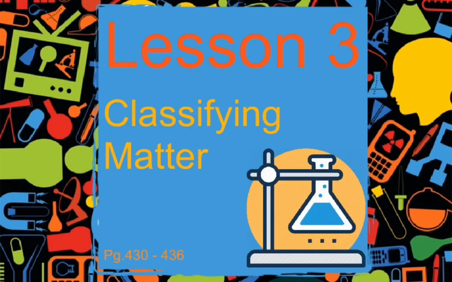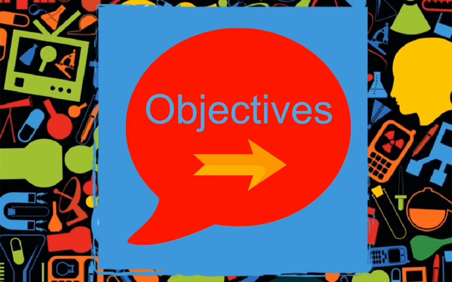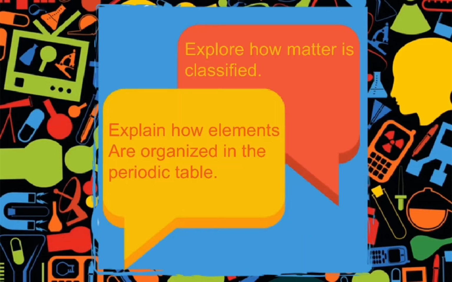Lesson number 3, Classifying Matter. Pages 430 to 436. Objectives. In this lesson, we will be able to explore how matter is classified and also explain how elements are organized in the periodic table.